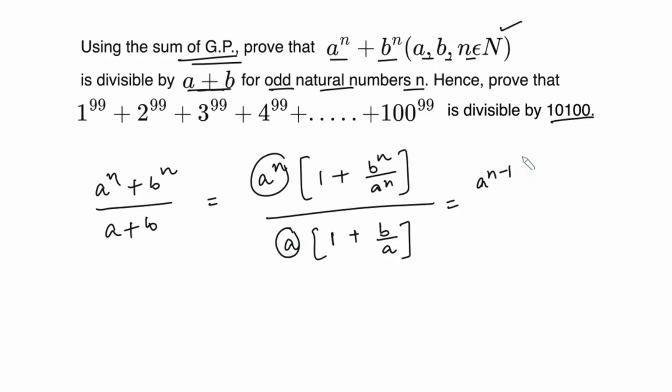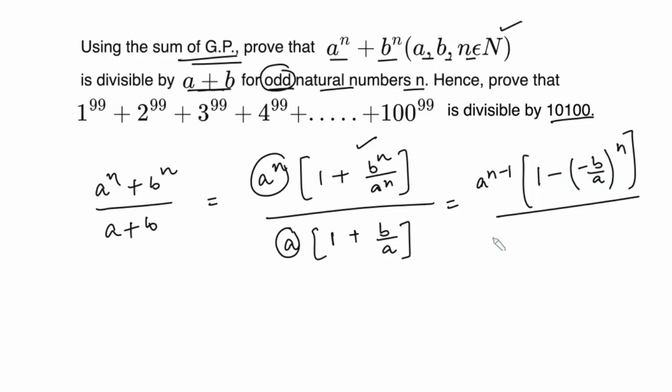And here, if we write 1 minus b over a raised to the power n, it will not affect the final result because we are talking about odd natural numbers. So if n is equal to, let's say, 1, then it will give you the result as 1 plus b over a, right? Because this will be negative b over a. This is negative, correct? Okay.